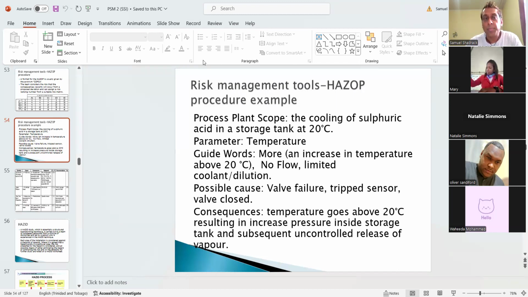So HAZOP, like I said, stands for hazard and operability study. Taking it back from scratch, a team will consider what it is they're going to look at, and they use the acronym GDPCA. What that really means is that GDPCA is actually the heading of the table, right? So I could write it here if you want to write it down.